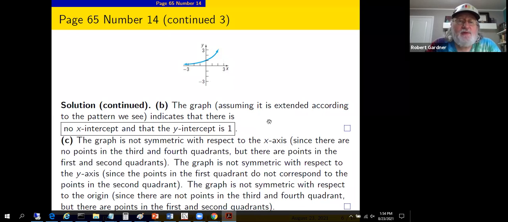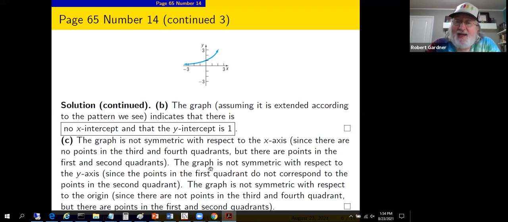Now for symmetries, yeah. The graph is not symmetric with respect to the x-axis. That was the first one they asked about. If it was symmetric with respect to the x-axis, whatever happens up here, there would be a mirror image of it below. So there'd be something that's shaped kind of like this below the x-axis. There's nothing down here. So it's not symmetric with respect to the x-axis.